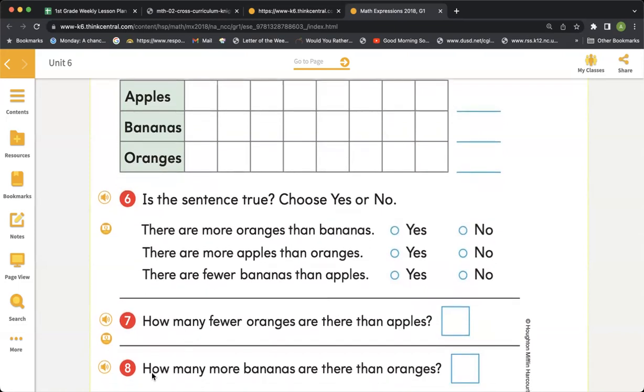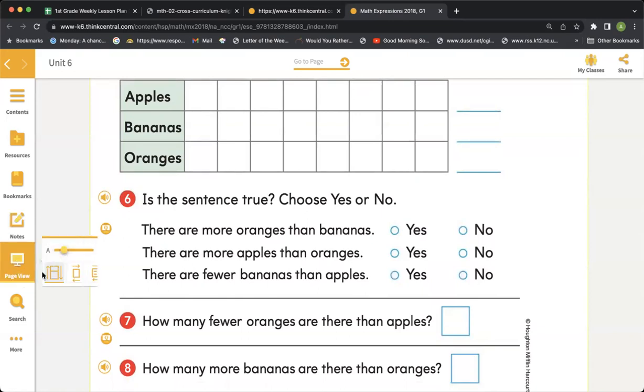Problem number 8 says, how many more bananas are there than oranges? If you need to, match them up, see what's left over.